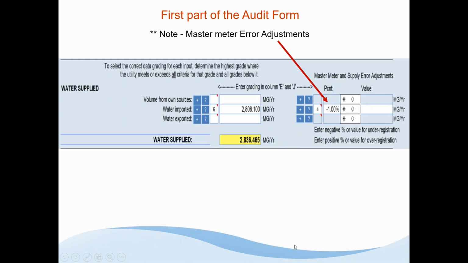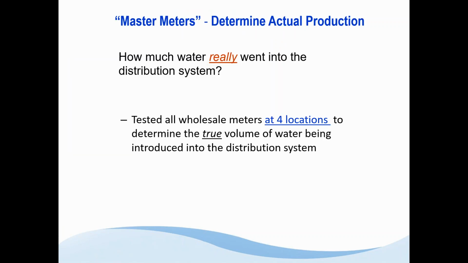So in the first part of the audit form, they chose a 1% inaccuracy, and they gave it a validity score of 4, which told all of us they didn't know for sure what the meter accuracies were. So how much water really went into the distribution system? So we went back and tested all 4 wholesale meters at their 4 locations to determine the true volume of water being introduced into the distribution system.